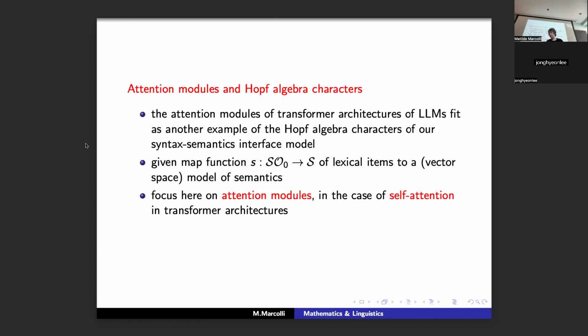So, more precisely, trying to describe it in terms that can be compared to what one can model on the side of theoretical linguistics, you can think of the attention modules in transformer architectures as another example of this kind of Hopf algebra characters that describe a form of syntax-semantic interface. So what we have been doing is something like this. You assume that you have a map from the lexical items to a semantic space. And this would be your embedding of the tokens into your vector space. And then you want to build a corresponding embedding of the syntactic objects with their structure inside the same semantic space.